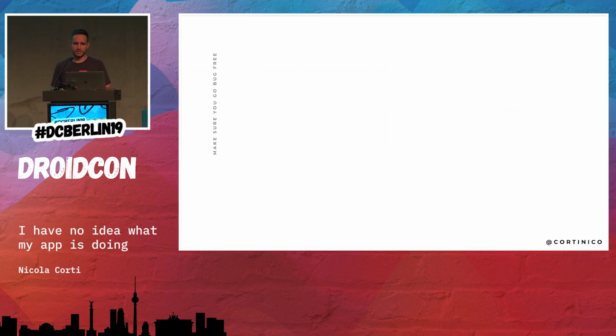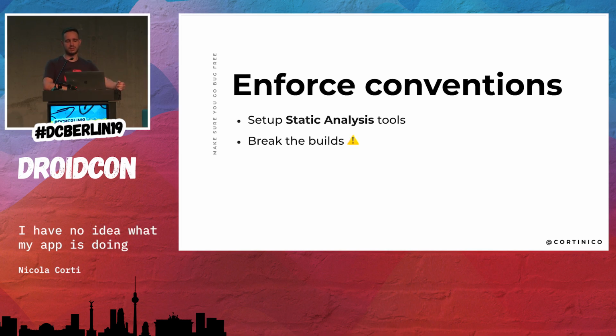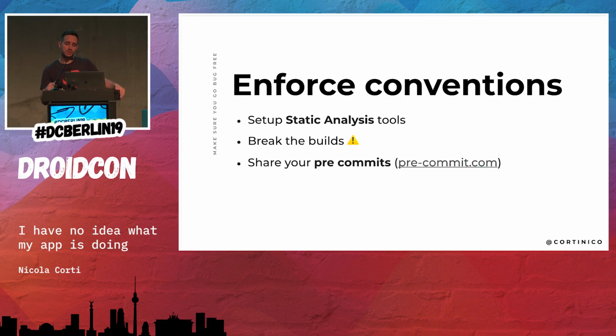And then the last thing that I want to mention is to enforce conventions. So make sure you spend some time setting up your static analysis on your CI system. We could give a proper talk about this; I'm just mentioning it. My policy here is always break the build. Don't trust warnings, just break and make sure that people are fixing whatever convention you want to enforce. Also, think about sharing your pre-commit hooks.